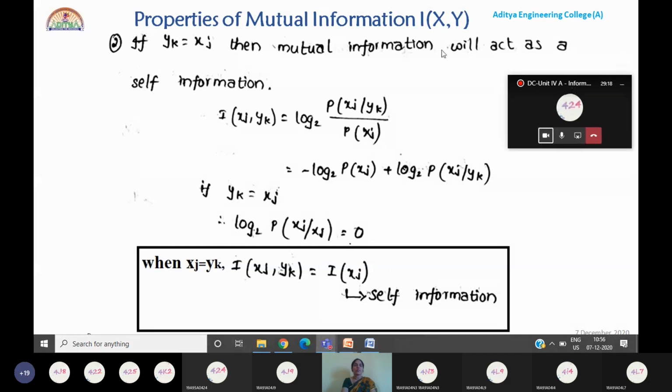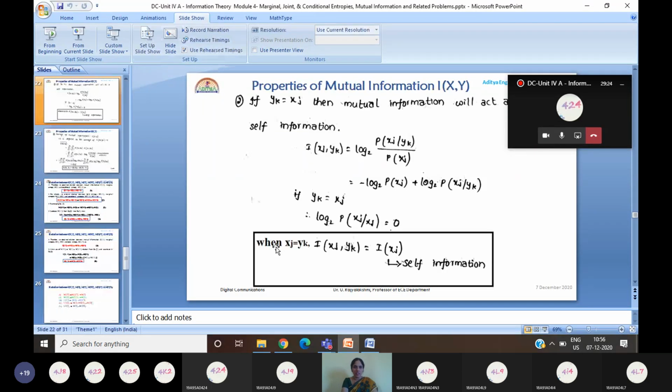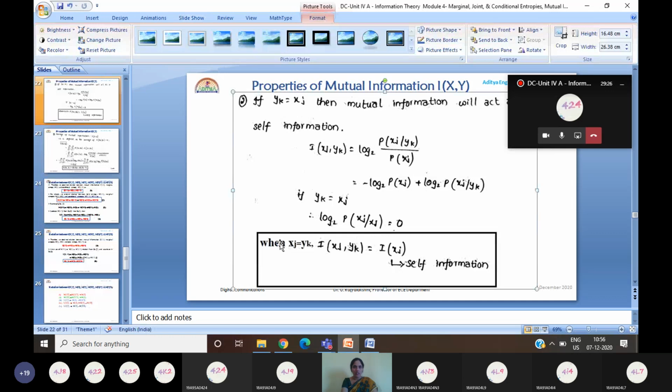So the second property is whenever yk is equal to xj.